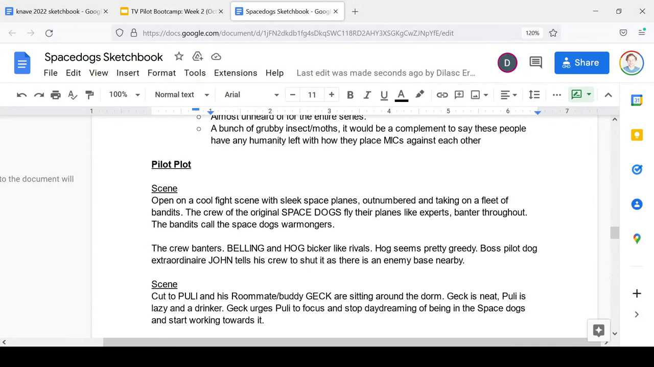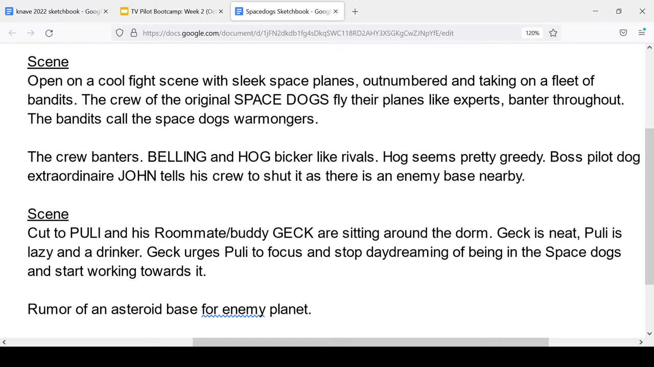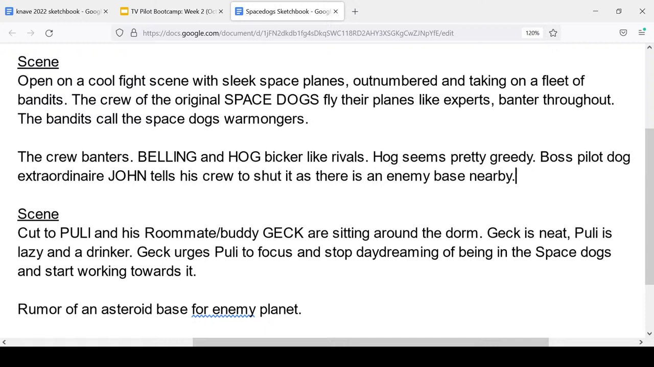Here we go. I kind of feel like you're just jumping from plot point to plot point. Not much of a sense of meat to it. Okay. So we open on a cool fight scene with sleek space planes outnumbered and taking on a fleet of bandits. The crew of the original Space Dogs fly their planes like experts and banter throughout. The bandits call the Space Dogs warmongers. The crew banters, Belling and Hog bicker like rivals. Hog seems pretty greedy.